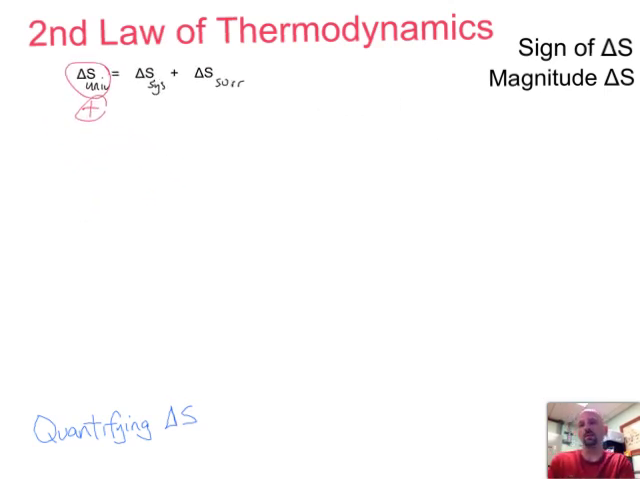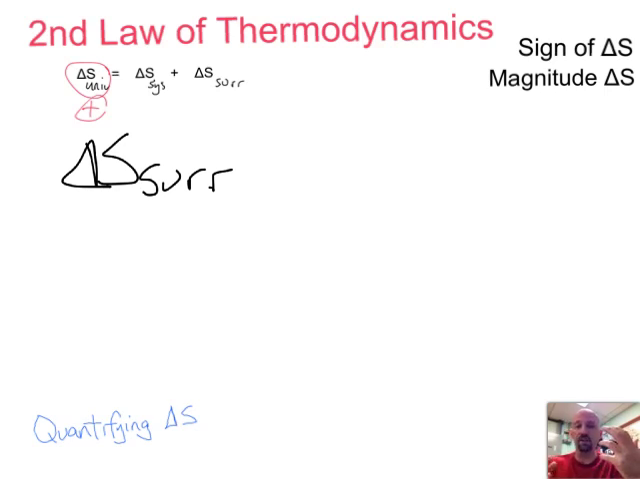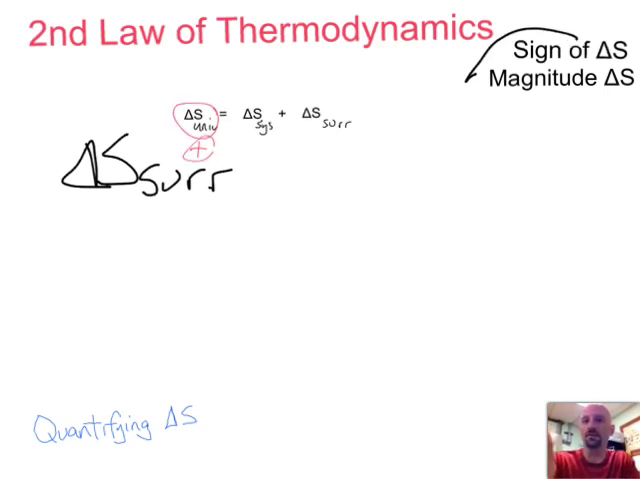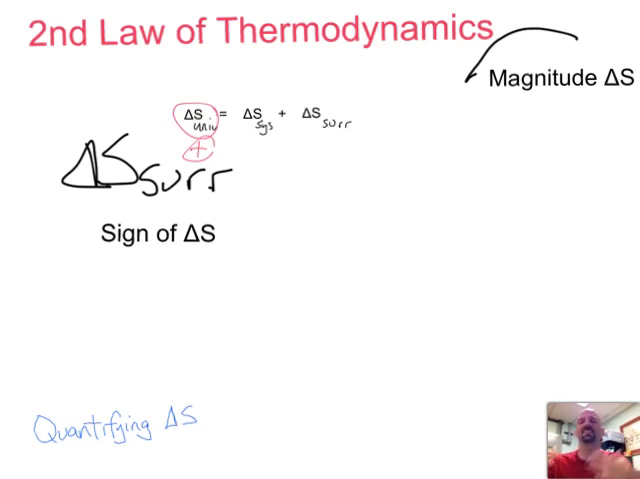And we're going to talk about trying to quantify the delta S of the surroundings. Now, anytime we evaluate a change, be it a change in how much money you have or any other kind of quantifiable change, there are two parts that you have to evaluate. The first part has to do with what the sign of the change is going to be. So we have to look at the sign. Is it positive or is it negative?